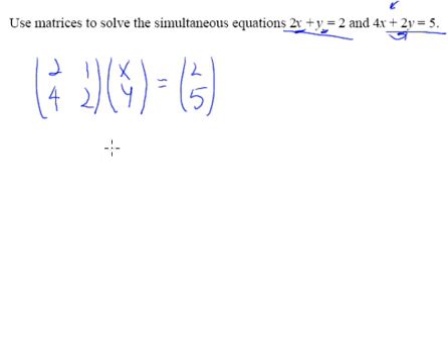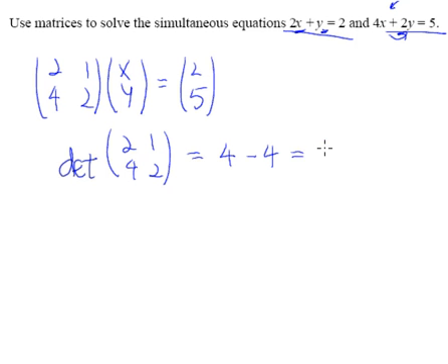Now, based on what we have learned earlier on, in order to find x y, we have to get rid of this matrix, and therefore the first step is to find the inverse of this matrix. And to find the inverse, the first step will be to find its determinant. So we have 2, 1, 4, 2. The determinant of 2, 1, 4, 2 will be 2 multiplied by 2, which gives us a 4, minus 1 multiplied by 4, which gives us a 4. And we know that the determinant of the matrix is 0.